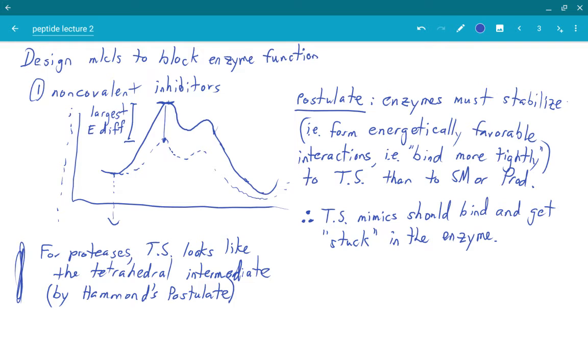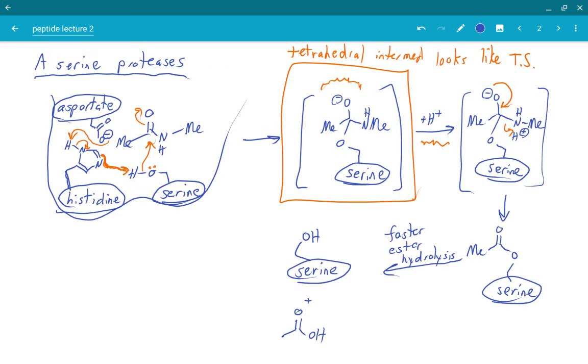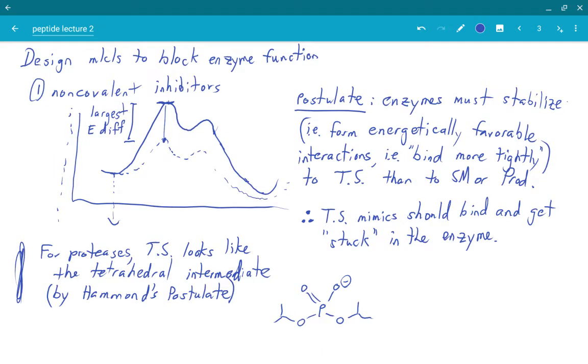And so people have played around and found a number of different classes of molecules that fit that bill. So these phosphate esters, if you kind of squint, sort of look like this in the sense that they're tetrahedral and they have electronegative groups and negative charge around the 4 groups.